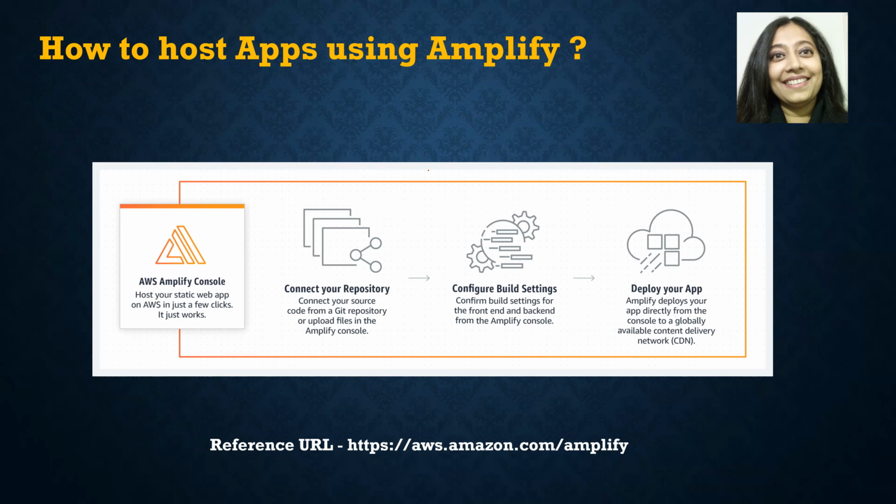Now let us see how to host apps using Amplify. Remember, we talked about the Amplify console. It's a very simple process, a 3-step process. You go to your console, you select your Git repository or whatever repository you have, Bitbucket, Git, whatever. If you don't have a repository, then you can also upload the files. Finally, you configure your build settings. And then you click on deploy.